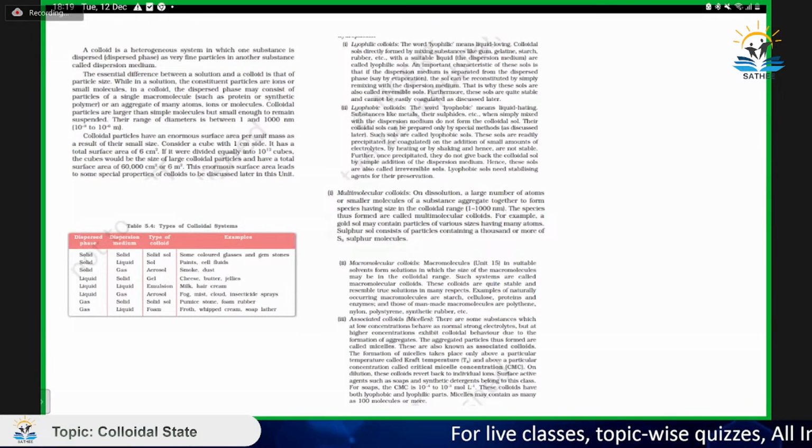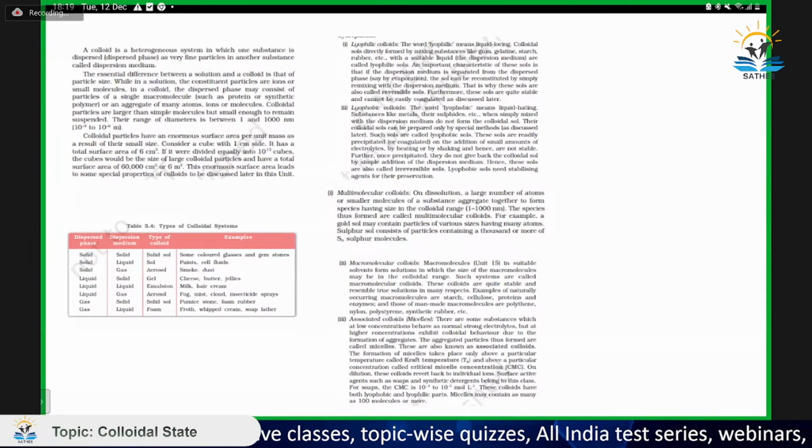Maybe 10⁻⁶ to 10⁻³ or maybe higher, that is a suspension. Lower than 10⁻⁹, we're going to name it a true solution. The essential difference between a solution and a colloid is the particle size. Colloidal particles have an enormous surface area because you'll have a lot of particles.